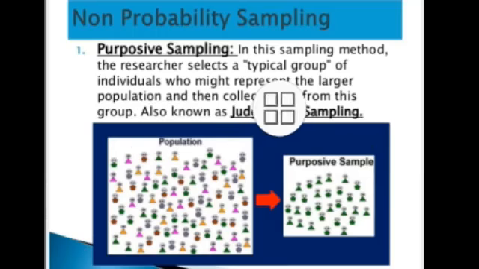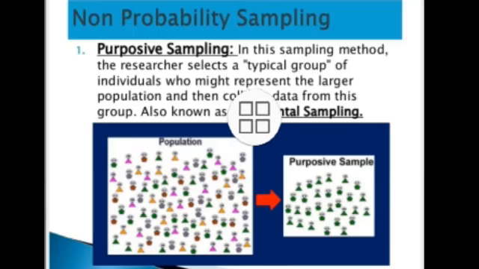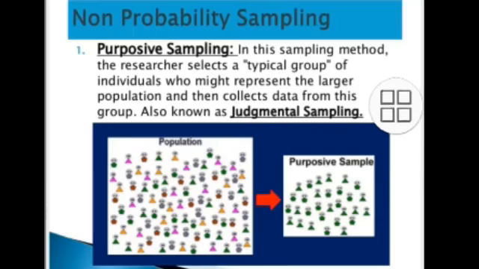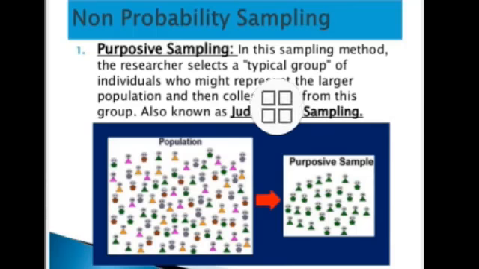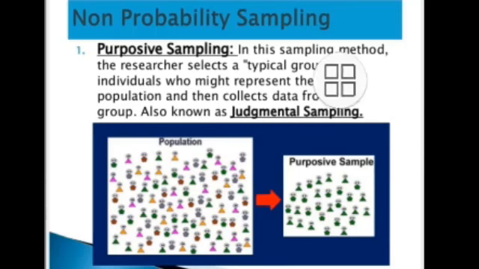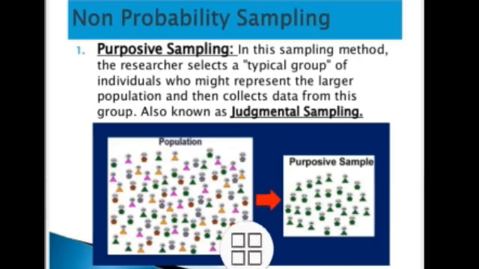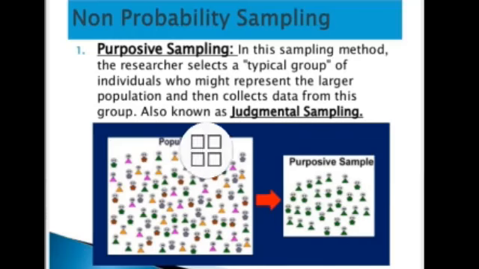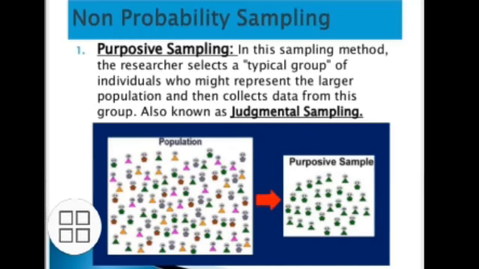And why does the researcher select the typical group? Because he might have a shortage of time, so he will select the people whom he considers able to provide accurate answers. That is why he selects the sample on his own judgment. That is why it is called judgmental sampling.